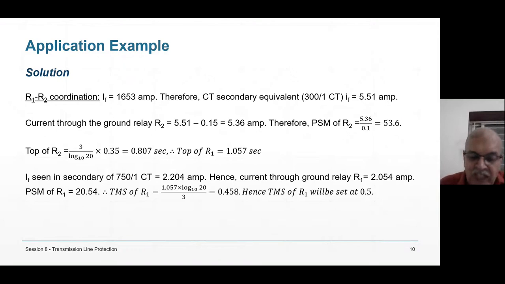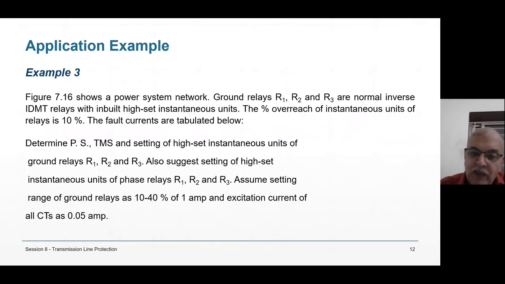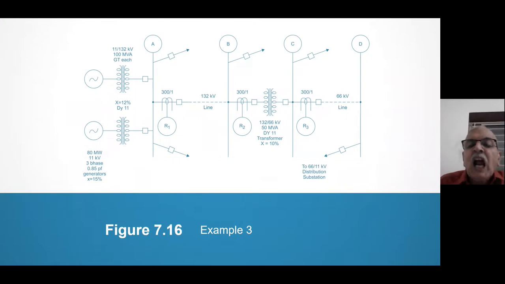So this completes the example 1, which was having no transformer. Now this is the example having transformer. Between R2 and R3 there is transformer. So R2 and R3 are completely independent. You are not to think about it. PS of R3 10%, PS of R2 10%, TMS of R3 0.1, TMS of R2 0.1. You are not to calculate anything, very easy.